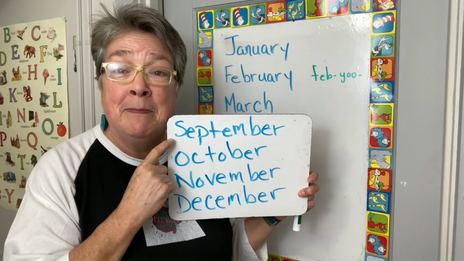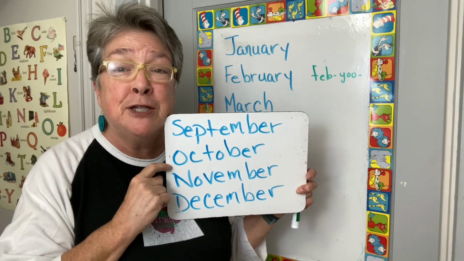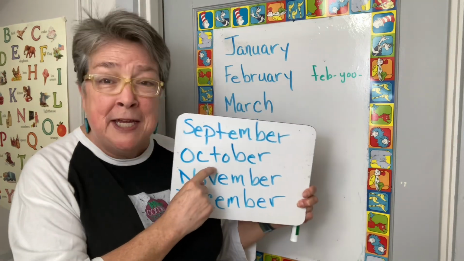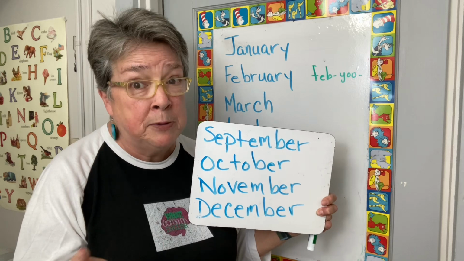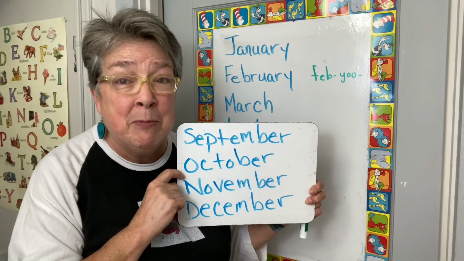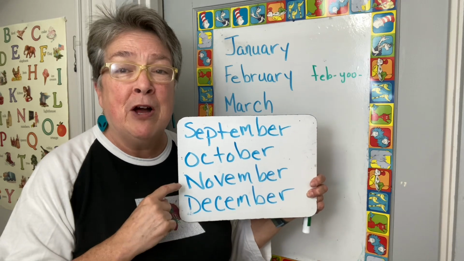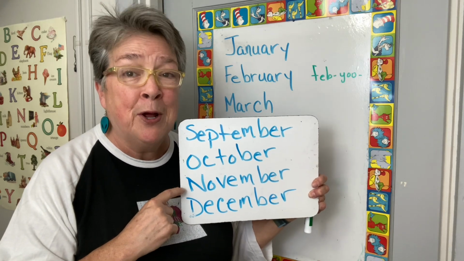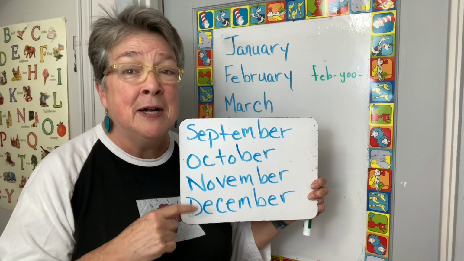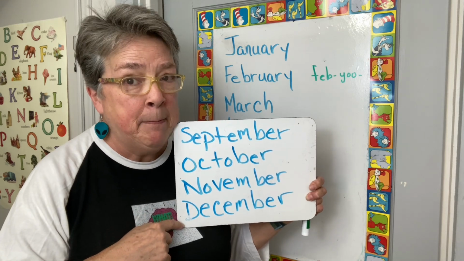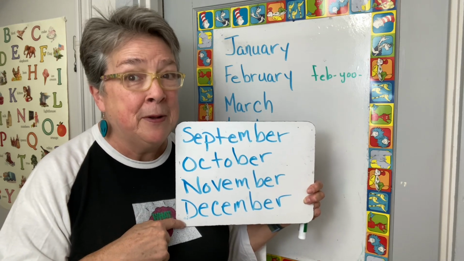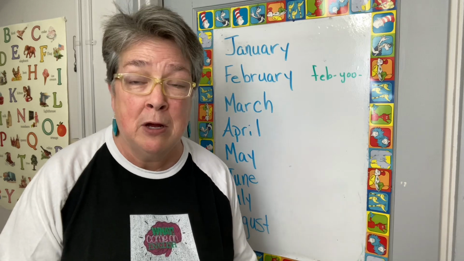September. 9th month. October. I know, OCT usually means 8, like an octopus, but not here. This is the 10th month. October. Okay. Followed by November, November. And finally, December, December.